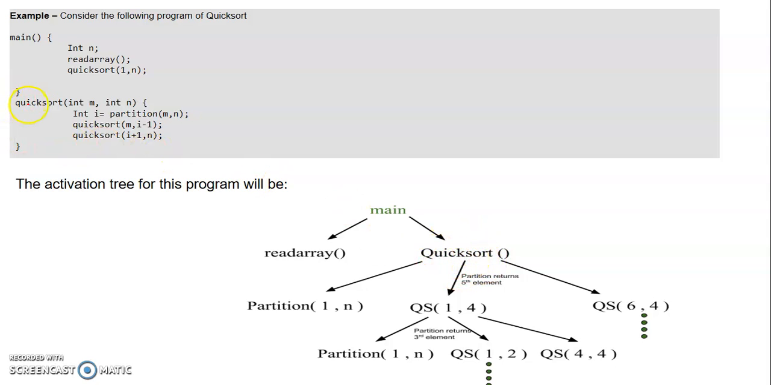So once Quicksort is created, you have again three calls: partition, Quicksort from m to I minus 1, and Quicksort I plus 1 to n. So if you see, this node again has three children in the activation tree. One is partition, second is Quicksort from m to I minus 1, and the second function call. And this keeps on creating nodes, keeps on creating nodes. So this is the activation tree for the program.